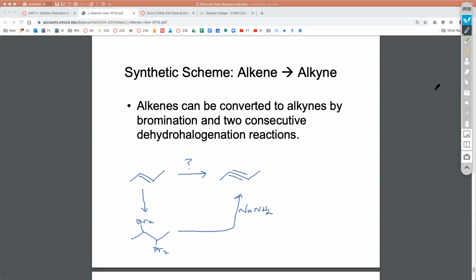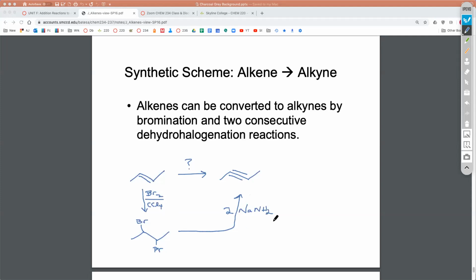oh, hold on a second. That is an egregious error. Maybe not quite as bad as expanding the octet on carbon, but that was pretty bad. All right. So here we would need two equivalents of this to completely eliminate this. Here, of course, we just looked at this on the previous slide, but that would be Br2 in CCl4.